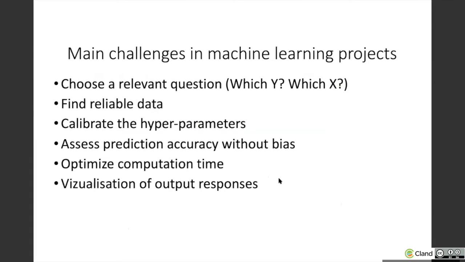So the main challenges in machine learning projects are these. First, it's very important to choose the relevant question. It means which response variables to predict and which input variables to use. After, you have to find reliable data, calibrate the hyperparameters, assess the prediction accuracy without bias, and optimize the computation time. And finally, of course, you can visualize the output responses.